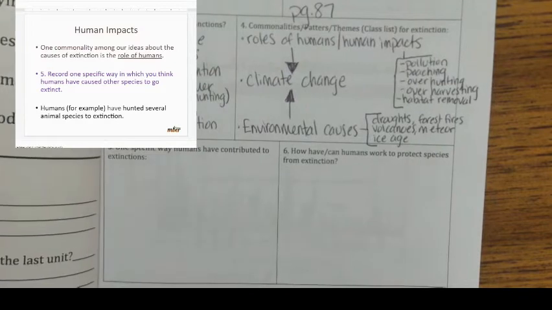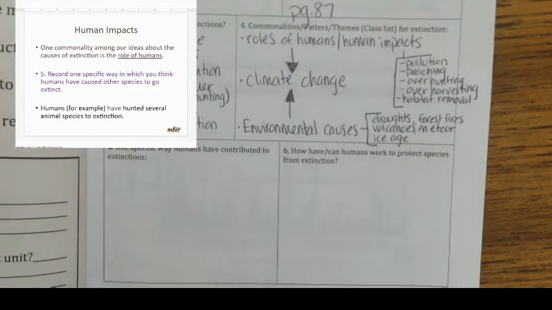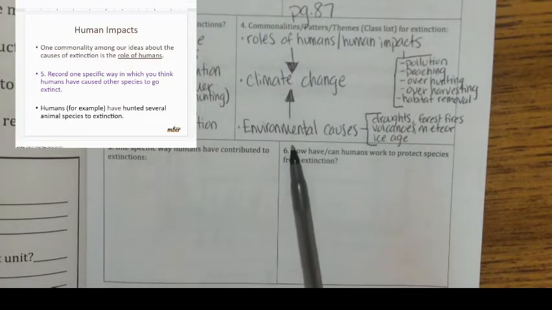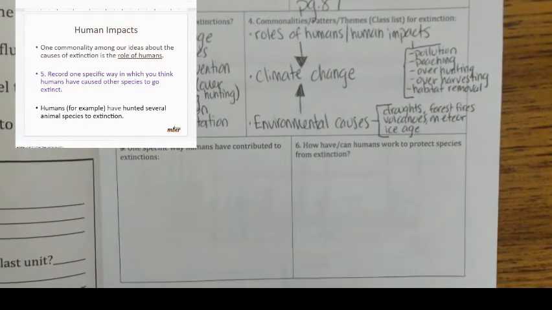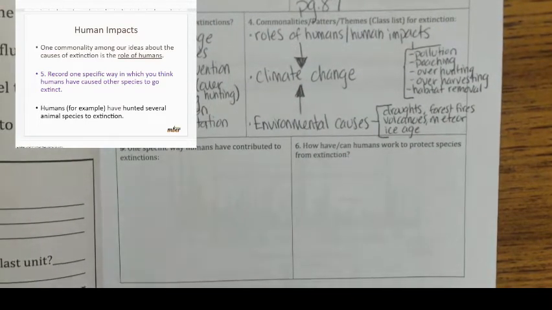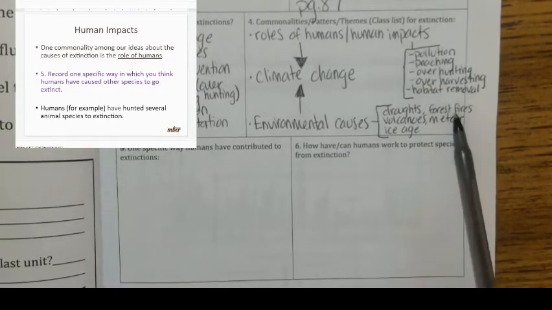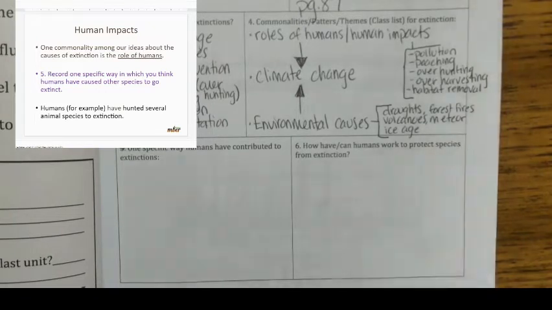So obviously, in general, we have come up with the commonality among our ideas about the causes of extinction. A lot of it has to do with the role of humans. So even some of these environmental causes could be impacted by the role of humans. Obviously, not things like a volcano or a meteor, but forest fires could be contributed, droughts may be contributed. So in box 5 now, we are going to think of specific ways in which we think humans have caused other species to go extinct.